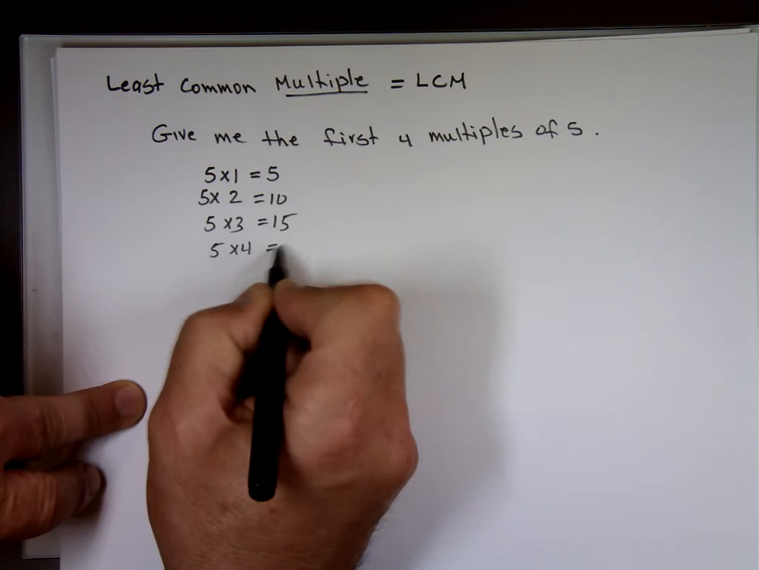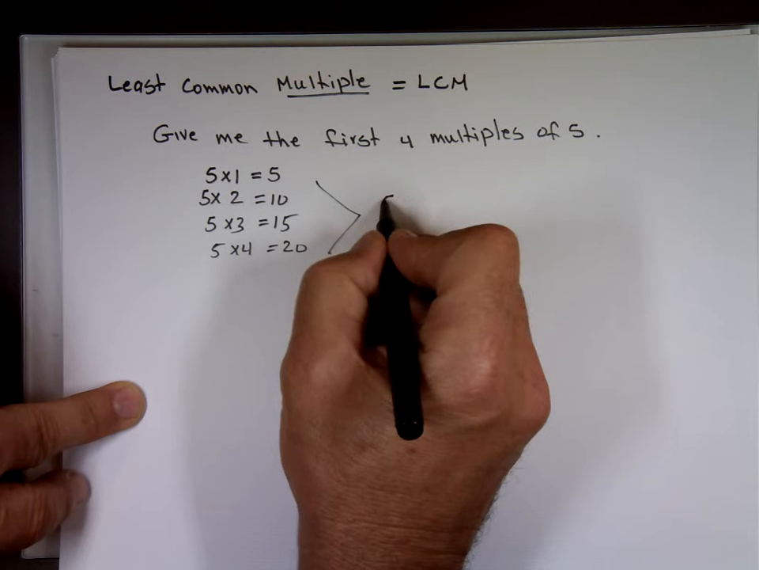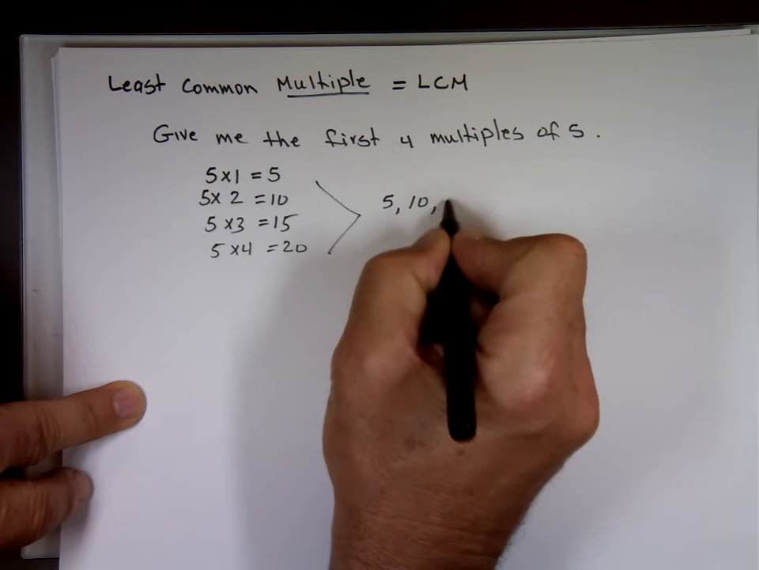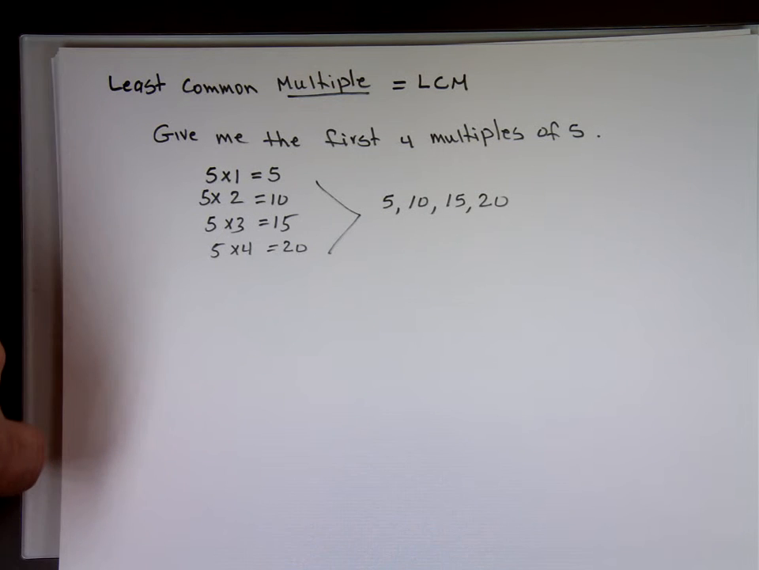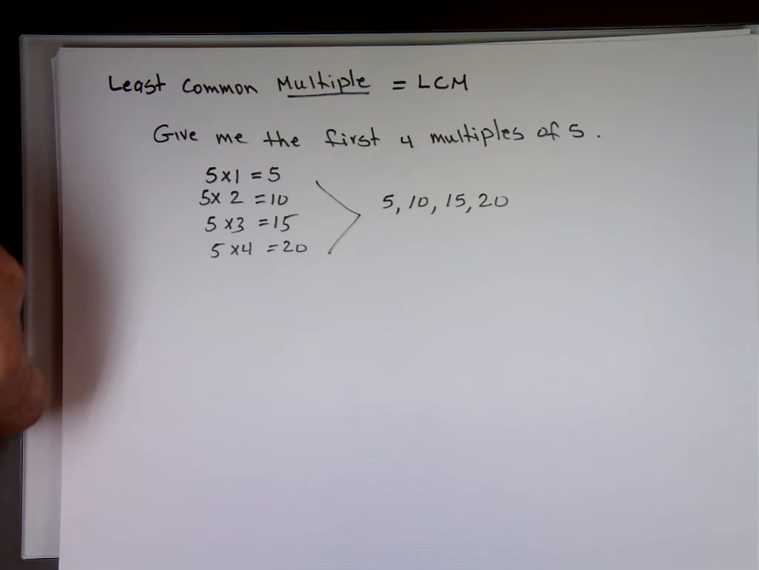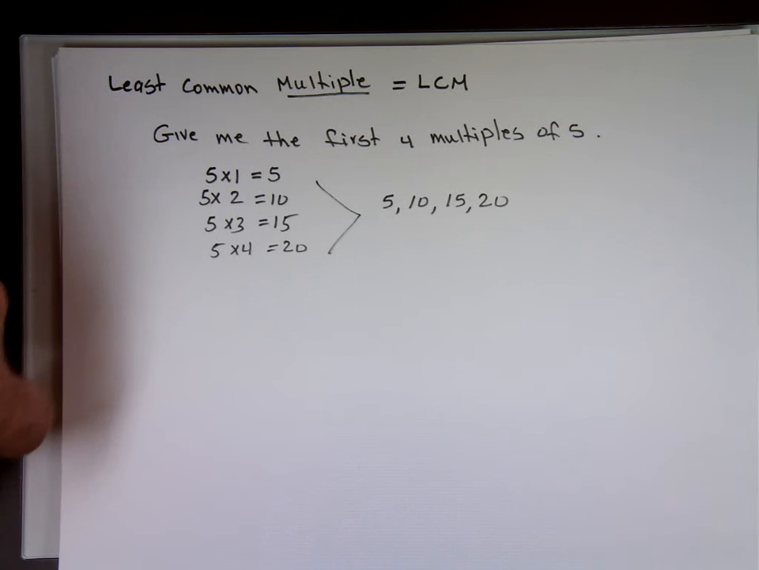So here are the answers. What are the first 4 multiples of 5? 5, 10, 15, and 20. So multiples. It's not factors, it's multiples. So the smallest number is always the number itself, then the rest of them will be larger. Where the factors, everything is less than the number except one number.